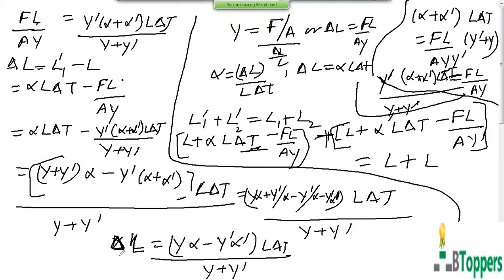If the product Y alpha is less than the product Y dash alpha dash, then delta L will be negative. That means the length of the first rod will decrease. Then the length of the other rod will increase by the same amount. There will be no change in the position of the junction. That means the junction does not shift if delta L is 0. So delta L will be 0 if Y dash alpha dash is the same as Y into alpha.